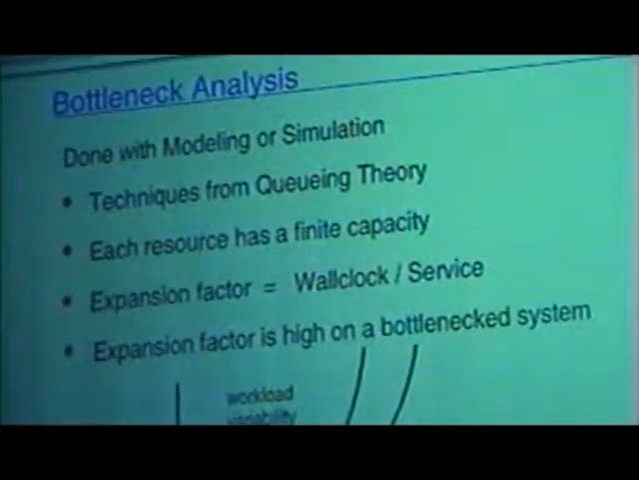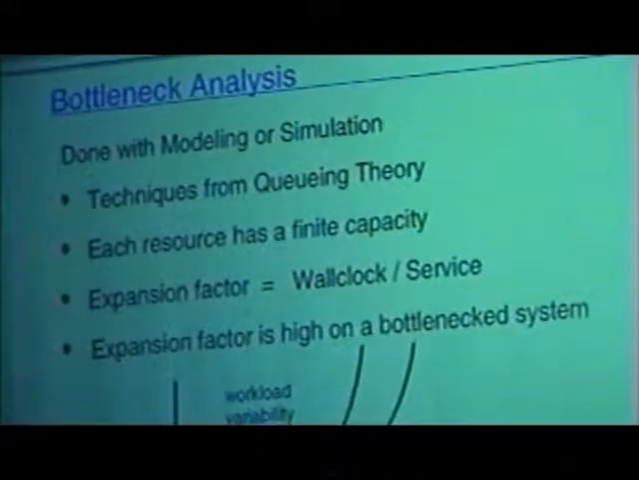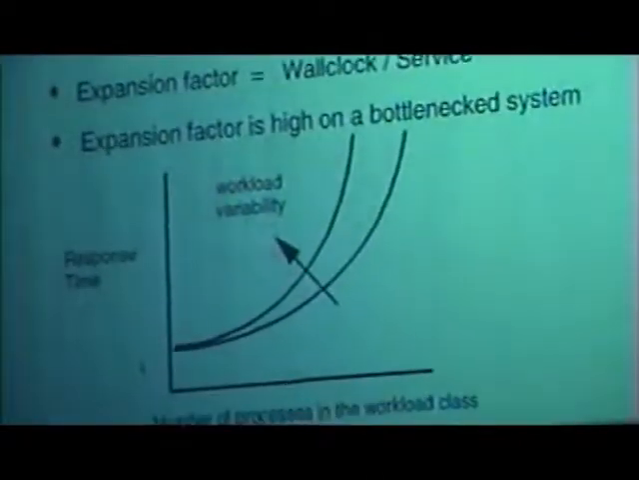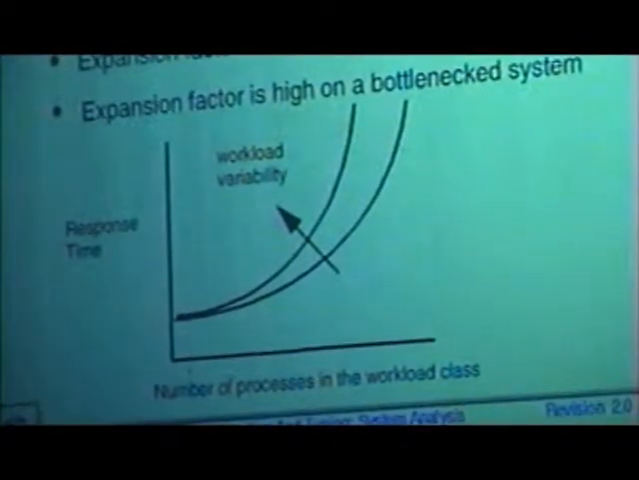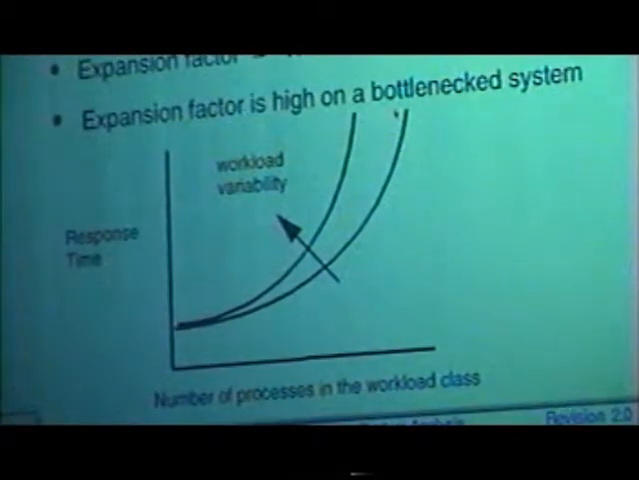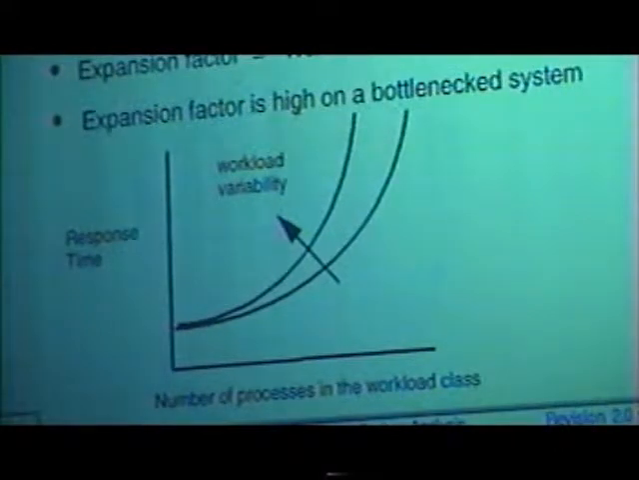Now, we already went through this. This is just talking about bottleneck analysis. And that's reinforcing what I had put up there. As my number of processes go up, my bottleneck curve gets worse, my expansion factor gets higher. Now, so far, our expansion factors have been in the order of 5. So a 20-minute job might take on the order of 100 minutes to get through the system. Or a 1-minute job taking, I'm sorry, a 1-minute job taking 5 minutes to get through the system.